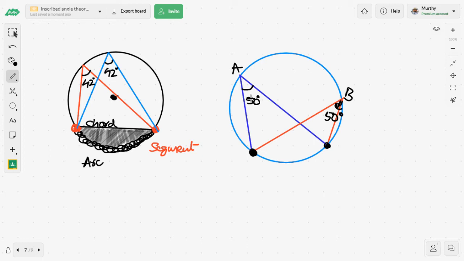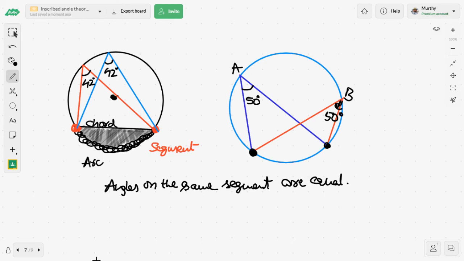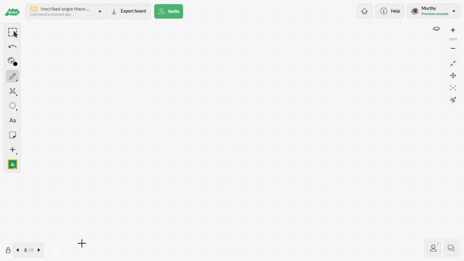So we say that angles on the same segment are equal. Okay, so let me quickly give a couple of examples.